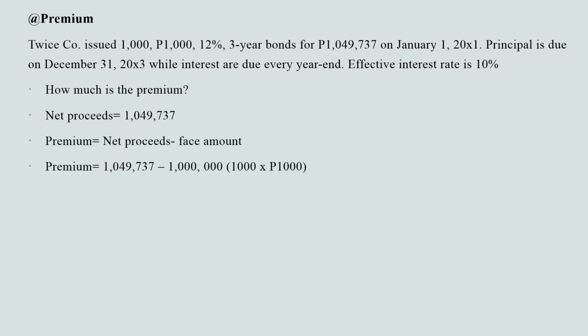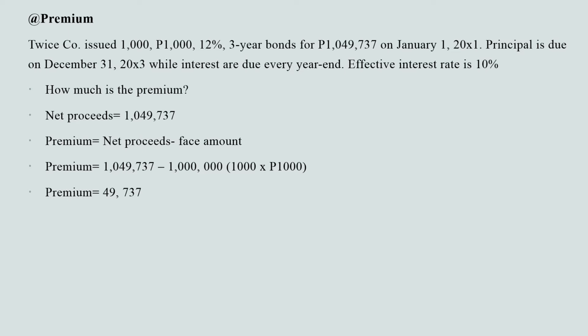Here we have a problem. Twice ko issued 1,000 peso denomination, 12%, 3-year bonds for 1,049,737 on January 1, 20x1. Principal is due on December 31, 20x3 while interests are due every year and effective interest rate is 10%. First, magkano ba ang ating natanggap? Ang natanggap natin is 1,049,737. Magkano naman ang ating face amount? Ang face amount natin is 1 million. Saan nakuha ang 1 million? Sa 1,000 times 1,000 peso denomination.